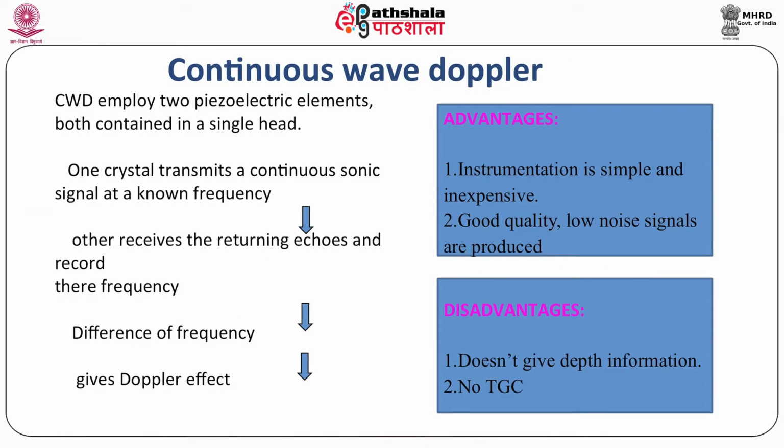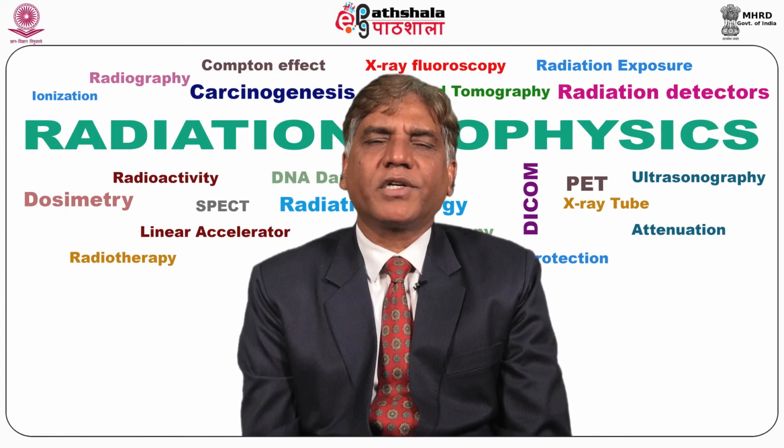Continuous wave Doppler: this mode employs two piezoelectric elements, both contained in a single crystal. One crystal transmits continuous sonic signals at the known frequency, and the other piezoelectric element receives the returning echo and records their frequency. The difference in frequency, or Doppler shift, usually falls in the audible range, as I told you earlier, and after amplification constitutes the Doppler signal.